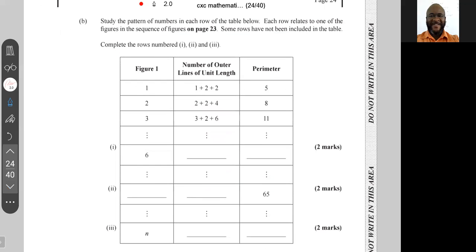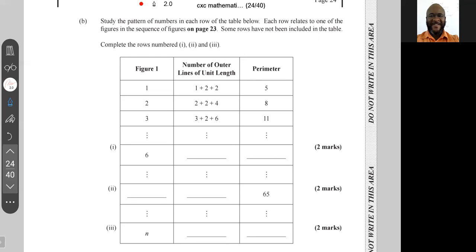Next, we're asked to study the patterns of numbers in each row of the table below. Each row relates to one of the figures in the sequence of figures on page 23. It said some rows have not been included in the table. We're to complete the rows numbered I and III. All right, so we're to study the pattern of numbers, and see, what are we seeing in the pattern?